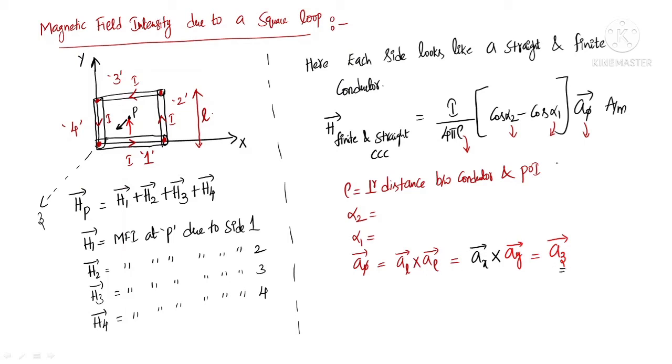And what is the perpendicular distance between the conductor and point of interest? In the first conductor, this is the first conductor, right? So from this conductor to the point of interest, as the point of interest P is exactly at the center, the distance between the conductor and the point of interest is L by 2. Perpendicular distance is L by 2. Okay, now we got rho value and we got A phi bar value, and we need to find alpha 2 and alpha 1 values. Let me show only the first conductor separately.